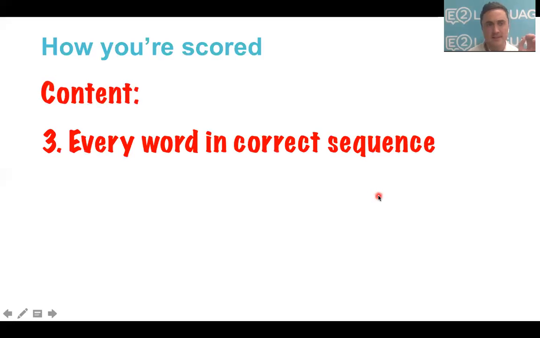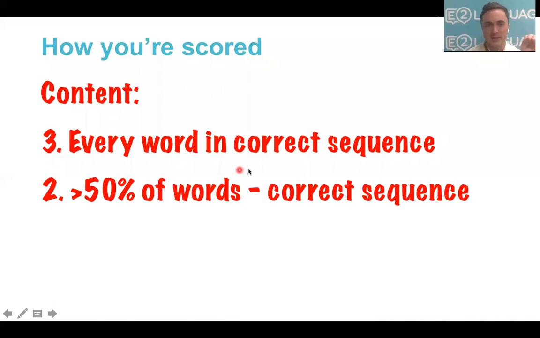Content. Okay, so you can get a maximum of 3 points per repeat sentence. And you'll get 3 points for content if you repeat every word in the correct sequence. Okay? If you repeat every word in the correct sequence, you'll get 3 points. You'll get 2 points if you can repeat more than 50% of the words in the correct sequence. So if you get one word wrong, you'll get 2 points, as long as you have it in the correct sequence.